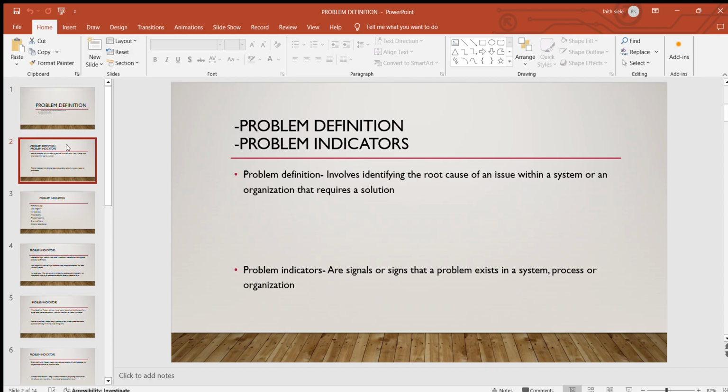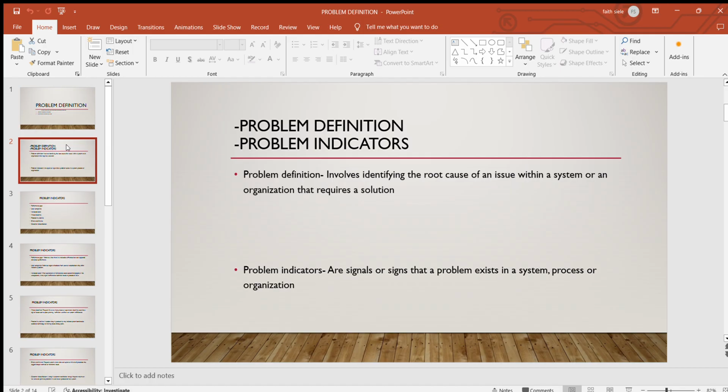Now, let us start by defining what problem definition and problem indicators are. Problem definition involves identifying the root cause of an issue within a system or an organization which requires a solution. This is a very critical phase in the process of system analysis and design, whereby poorly defined problems can lead to misdirected efforts or even ineffective solutions to a particular problem.